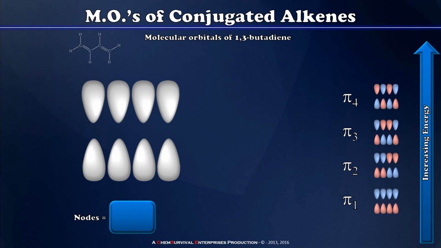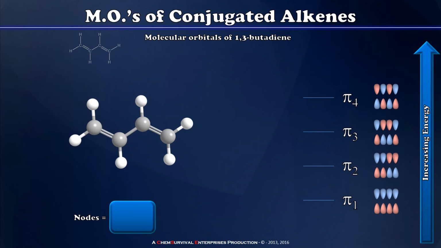So 1,3-butadiene is expected to have 4 different pi molecular orbitals. If I look at the molecule, I can see clearly that there are 4 electrons within the pi system, and therefore populating my molecular orbitals from lowest energy to highest leads me to the conclusion that the highest occupied molecular orbital is pi 2, and the lowest unoccupied molecular orbital is pi 3.